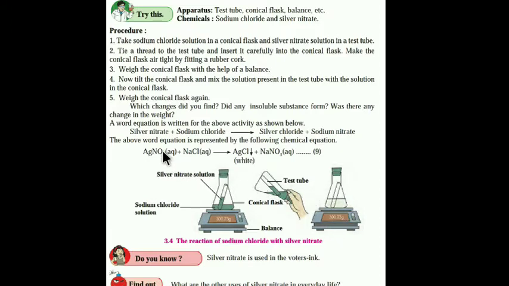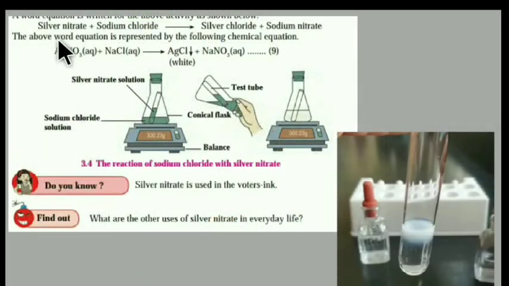So which changes did you find? Did any insoluble substance form here? Was there any change in weight? So let us see the reaction. In this reaction, silver nitrate reacts with sodium chloride and gives silver chloride plus sodium nitrate. This is the word equation. See the chemical equation.